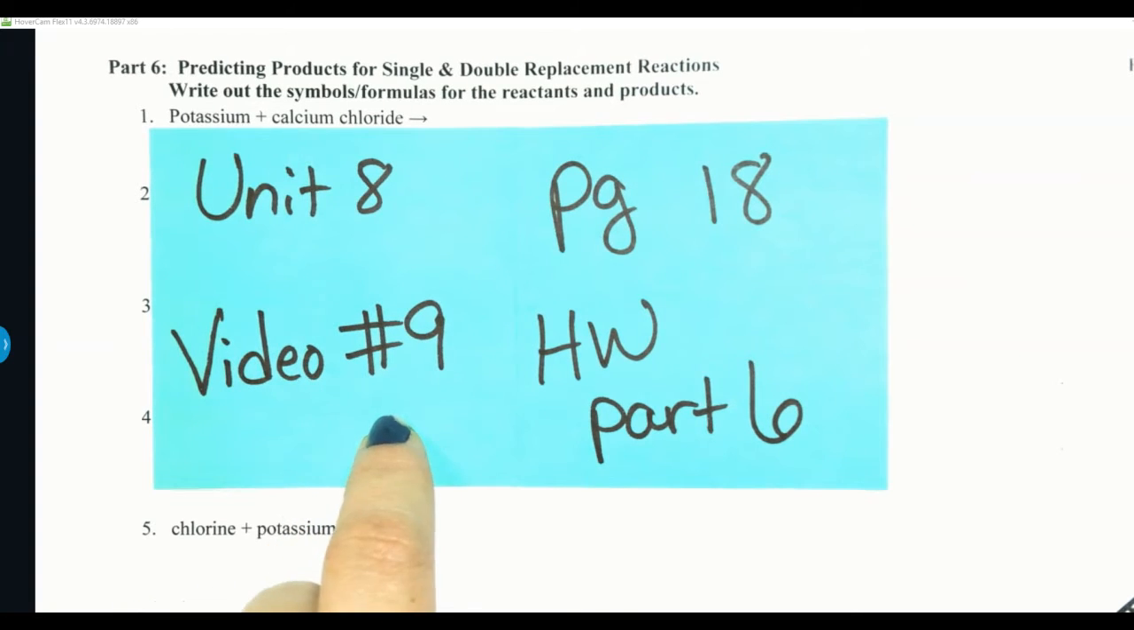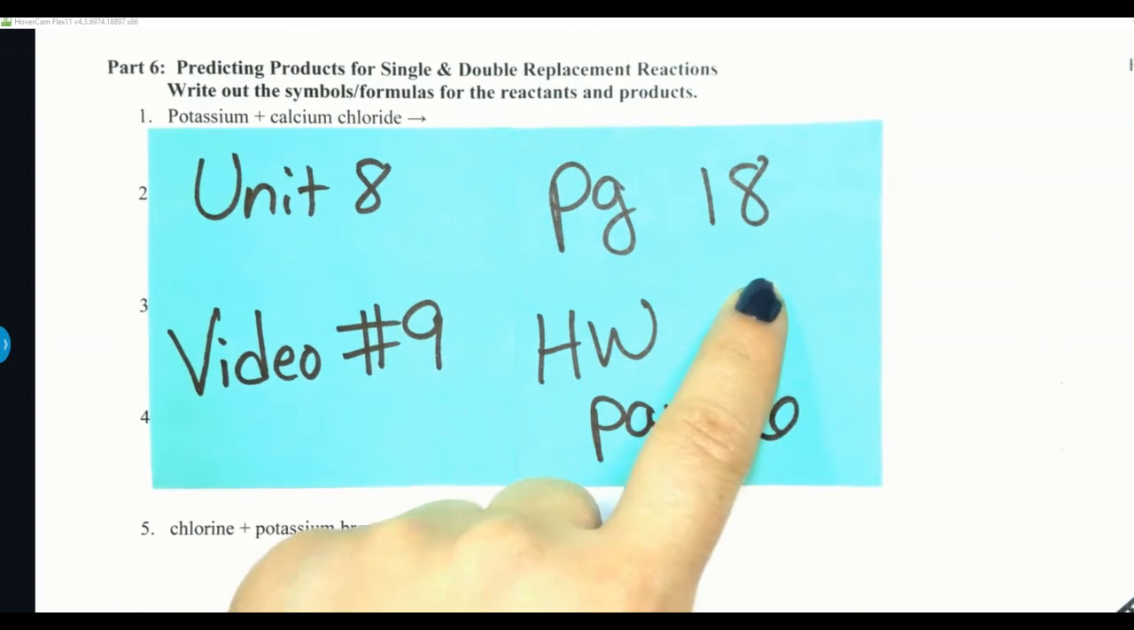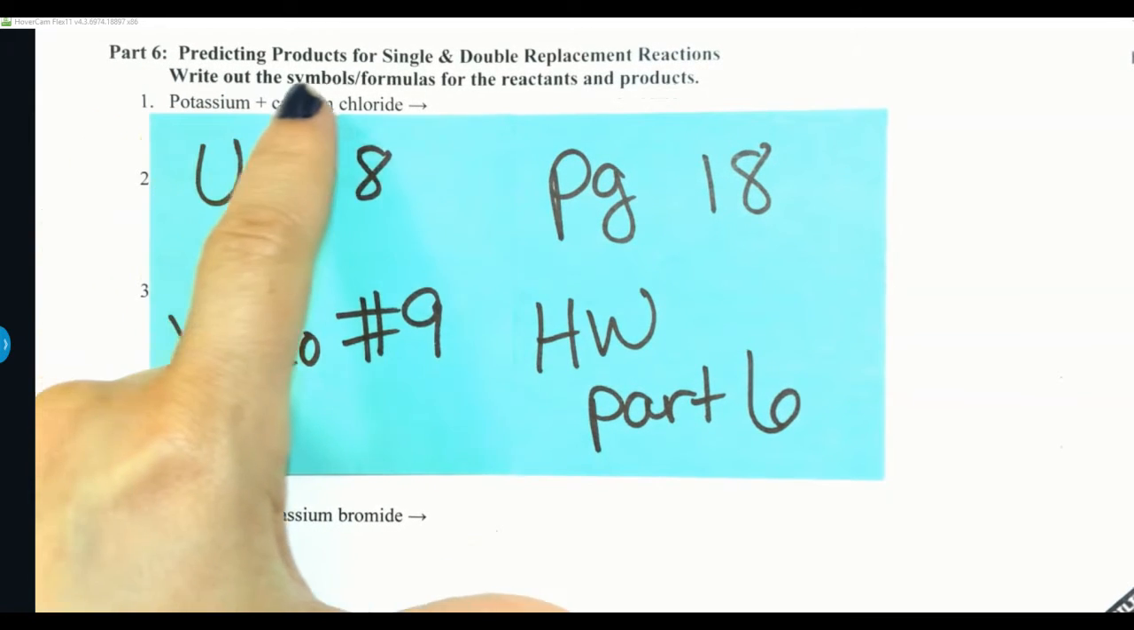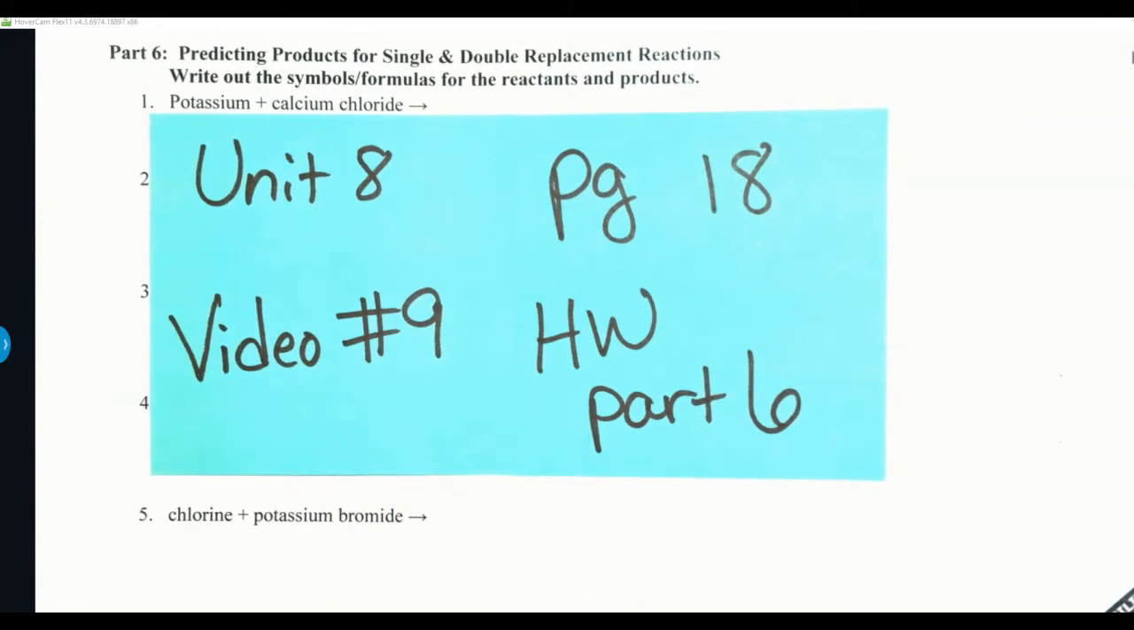Okay, we're going to do video number 9. This is on page 18 in the back of your book, and it is the homework part 6, predicting products for single and double replacement reactions.